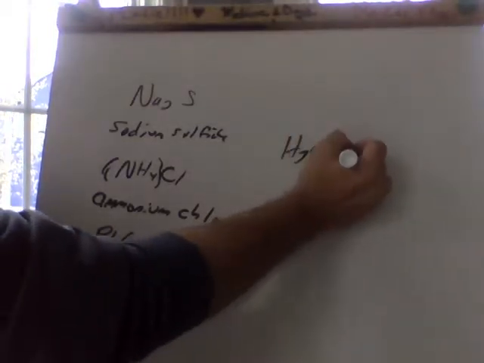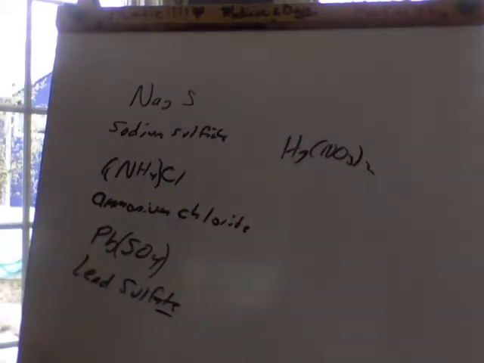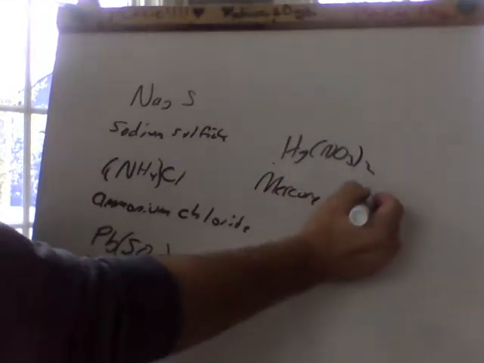Okay, Hg(NO3)2. Trying to make this more like class rather than just spending time reviewing with you guys with these things. Hg is mercury, and NO3 is nitrate. Again, more than one thing, so hopefully you'll be okay with that.